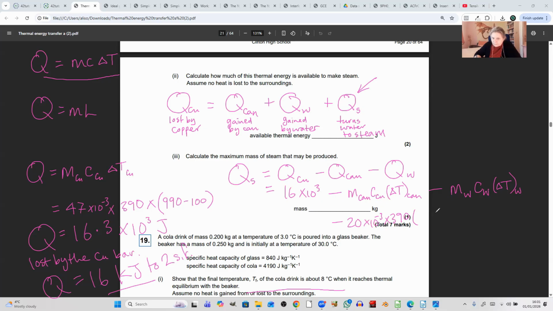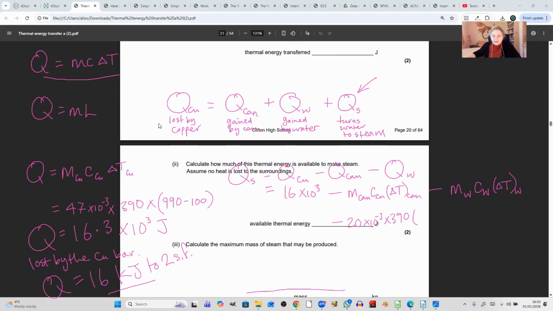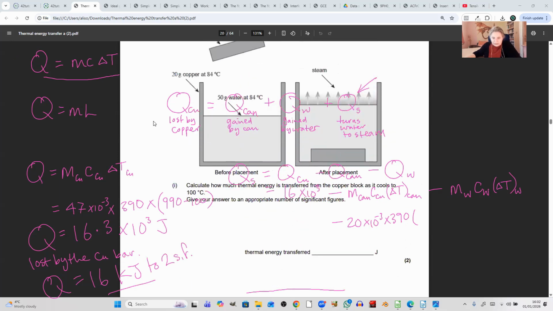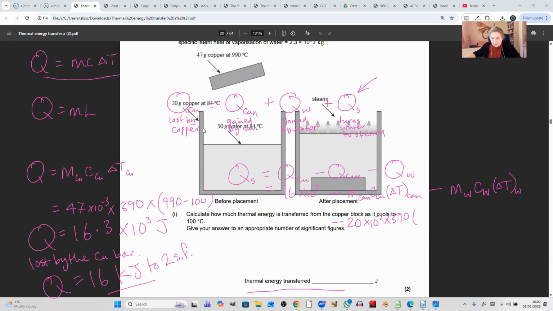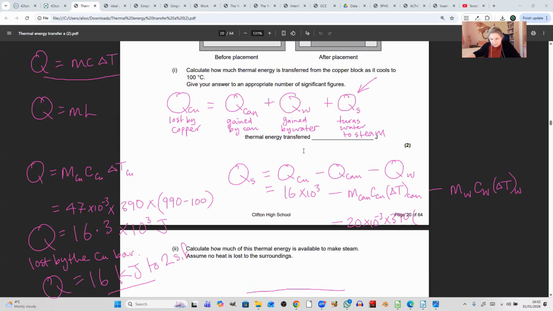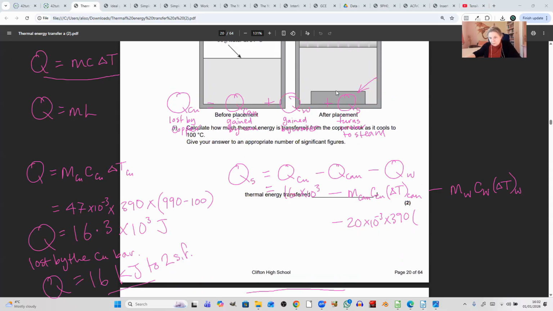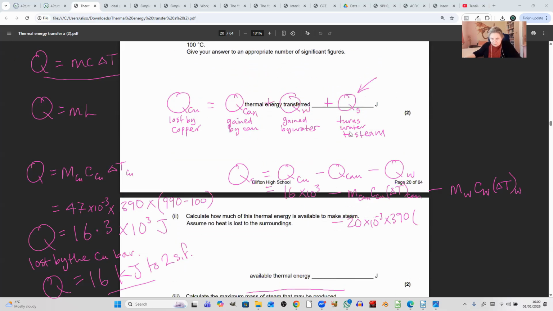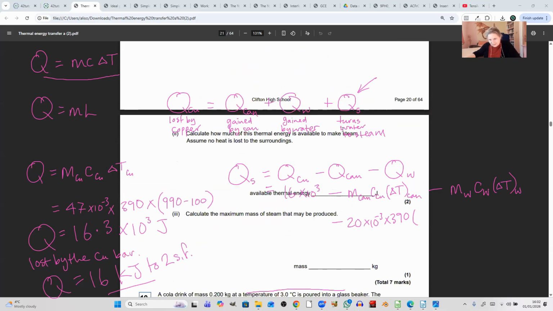Can you remember? It was 84 to 100, wasn't it? Yeah, it was at 84 degrees. It's going to get as hot as the water, but no hotter. Of course, in the real world, it probably would get a bit hotter, especially if the copper bar is actually allowed to lie on the bottom. So, yeah, again, it's not nice.